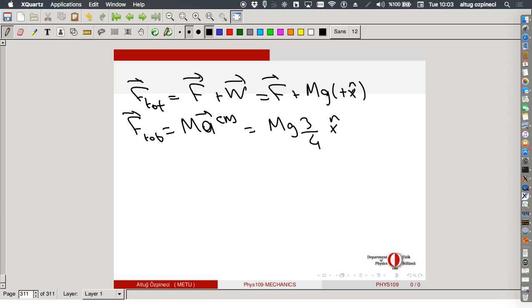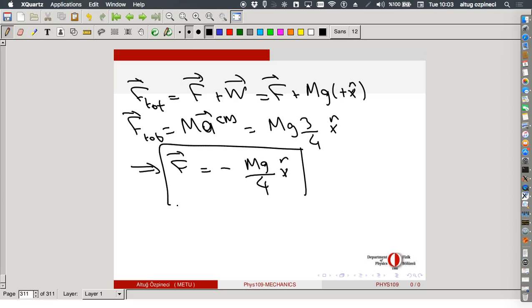So on one hand, this is the total force acting on my system, and there is this unknown force F. On the other hand, we had already calculated the acceleration of the center of mass of my system, and the total force should be nothing but the mass times the acceleration of the center of mass. So this tells me that F is nothing but minus mg over 4 in the x direction. So it is straight up, and the magnitude of that force is 1/4 the weight of the object.